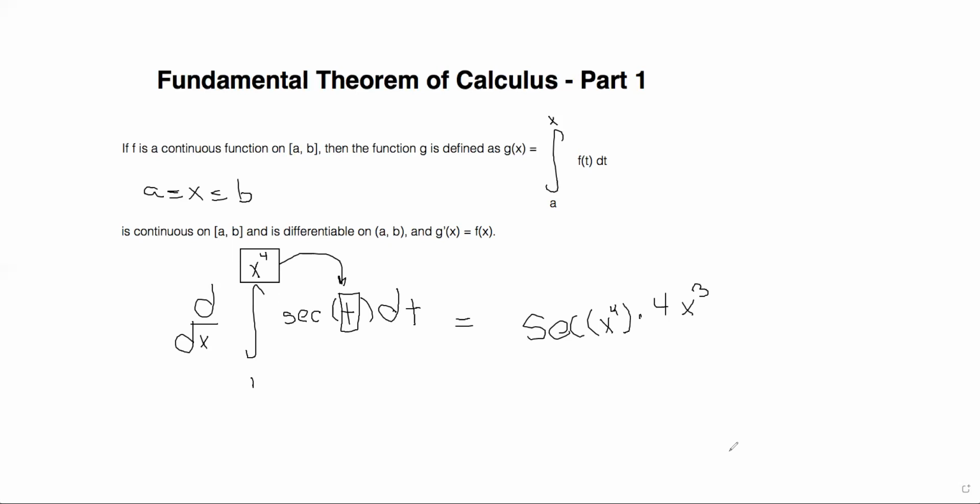Yep, you always swap whatever the upper limit of integration is after you cancel the integral and the derivative out. This thing in the box right here instantly becomes your new variable of integration, or in this case, a new argument of integration. X to the fourth power would be the argument of integration.